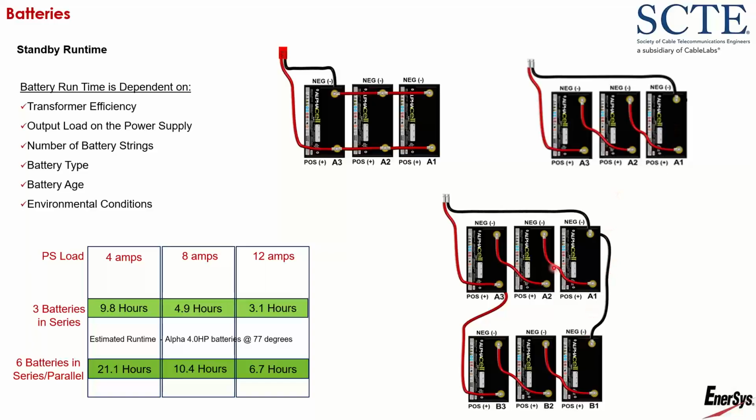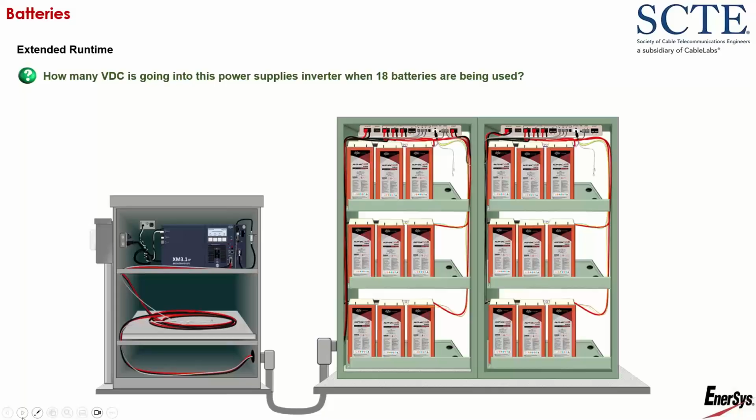And then down below, the 2 strings wired together are wired in series parallel. So the 3 batteries are wired in series, and the other 3 batteries are wired in series. And then we parallel the 2 strings together, and that maintains 36 volts. So again, more batteries, more runtime.